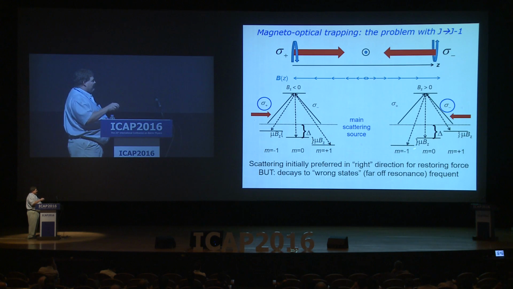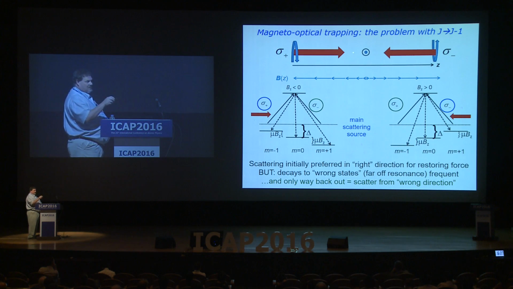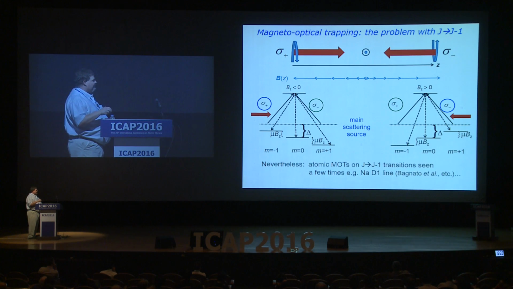And in particular, if it lands in this sublevel for a molecule on the right of the picture, the only way to get back out of this sublevel is to scatter a photon coming from the wrong direction and give an anti-restoring force. So it turns out this was shown analytically back in the 80s that the net force on this sort of system vanishes identically. So it's far from clear that it should be possible to make a magneto-optical trap in this way.